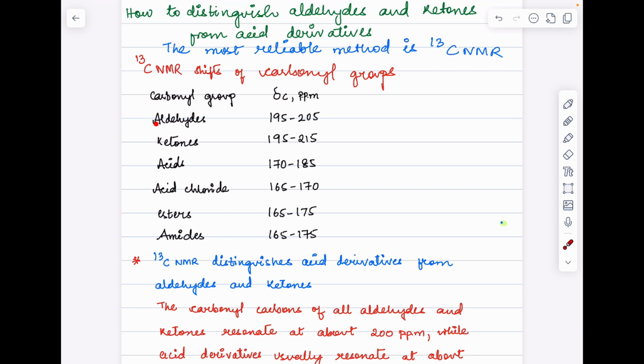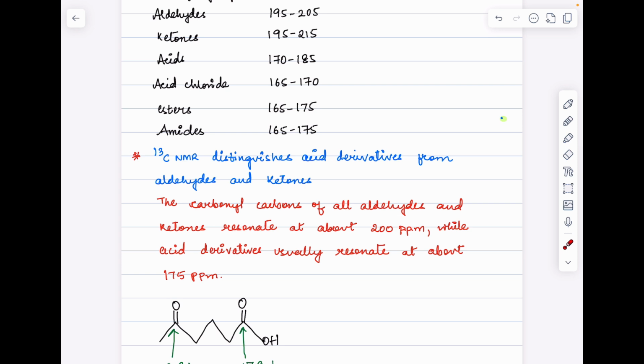The aldehydes range between 195 to 205, the ketones 195 to 215, and the acids 170 to 185. The acid chloride is 165 to 170, esters are 165 to 175, and amides 165 to 175. So carbon 13 distinguishes acid derivatives from aldehydes and ketones.